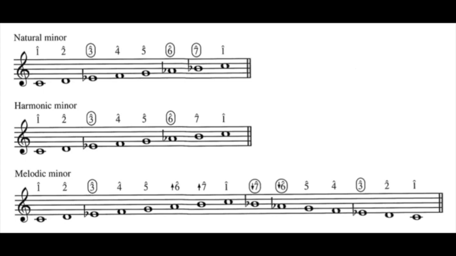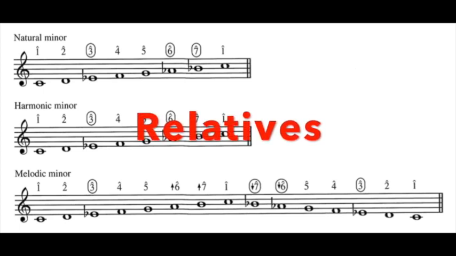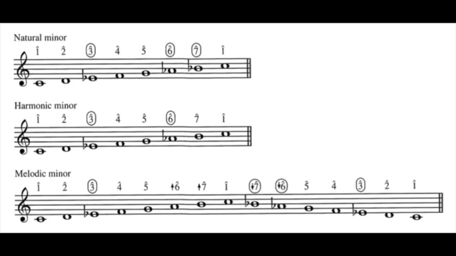C minor and E flat major are said to be relatives because they share the same key signature. The third scale degree of any minor key is the first scale degree of its relative major. And the sixth scale degree of any major key is the first scale degree of its relative minor. If a major scale and a minor scale share the same tonic, as do C major and C minor, for example, they are said to be parallel. We would say that C major is the parallel major to C minor.